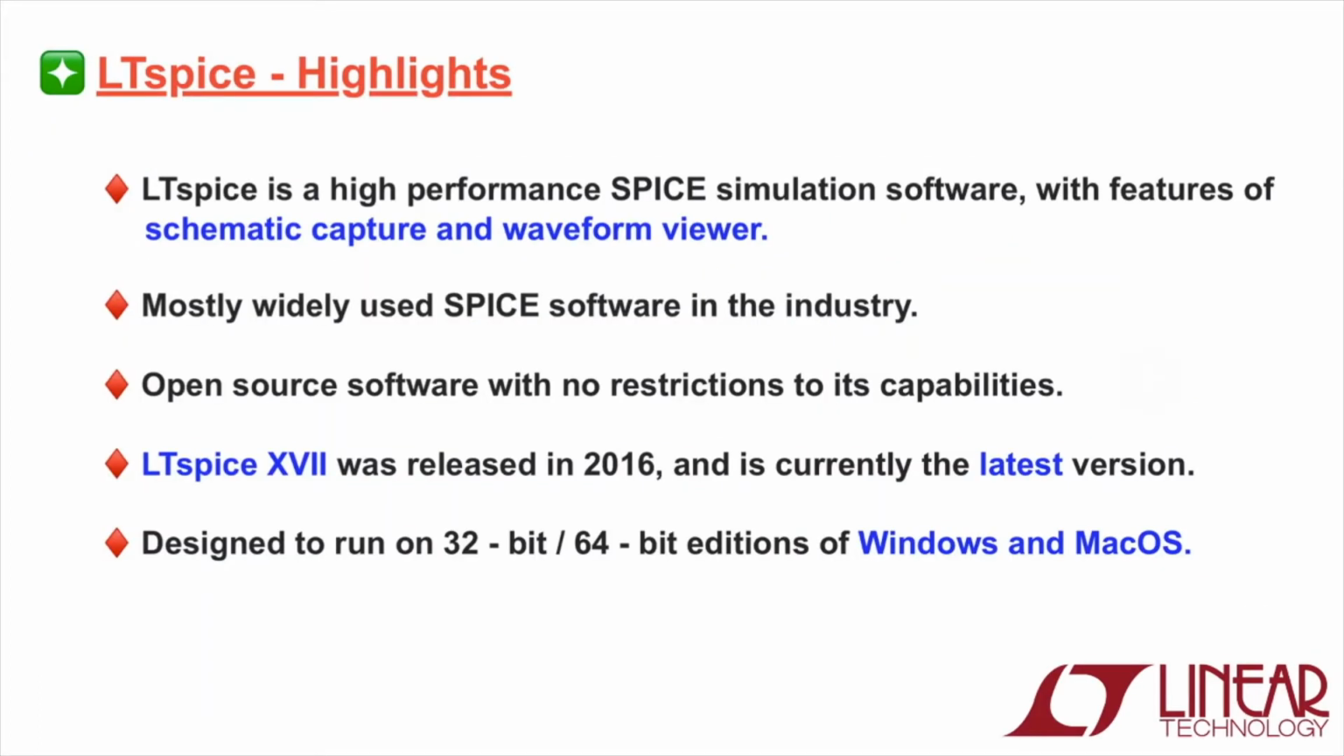LT-SPICE, originally named by Linear Technology, was produced by the semiconductor manufacturer Analog Devices 20 years ago, and LT-SPICE is a high-performance SPICE simulation software with features of schematic capture and waveform viewer. Most widely used SPICE software in the industry, and it is an open source software with no restrictions to its capabilities. LT-SPICE 17 was released in 2016 and it is the latest version that is currently used, and it is designed to run on 32-bit and 64-bit editions of Windows and Mac OS.